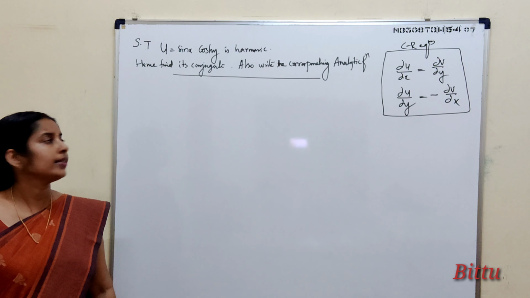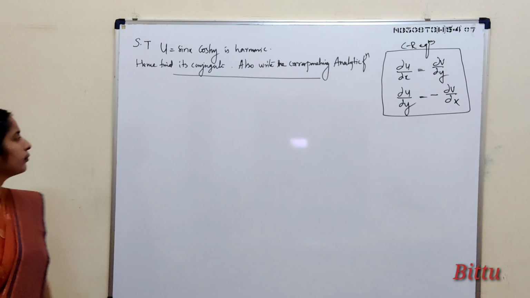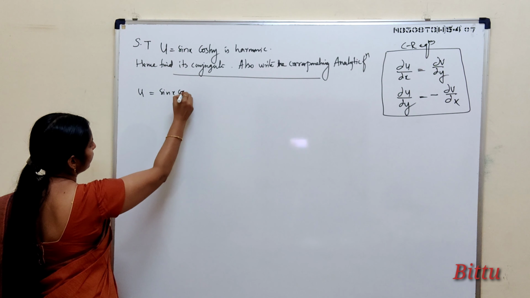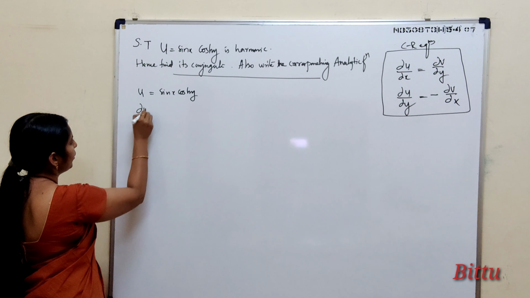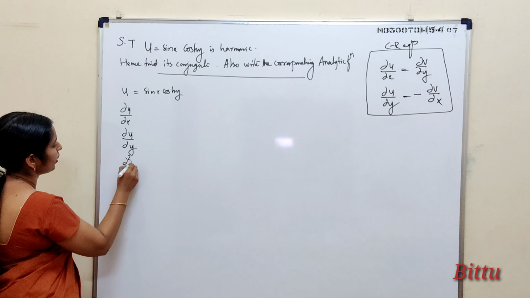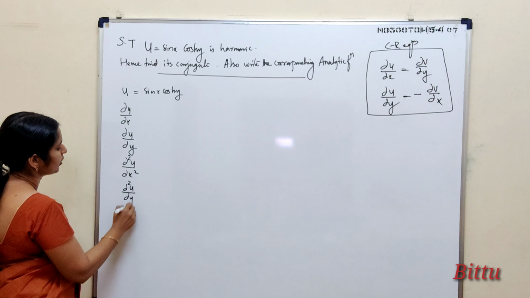Next, we have to show that u equal to sin x cos hy is harmonic. Hence, find its conjugate. Also write the corresponding analytic function. Here u is given, u as sin x cos hy. So we have to find dou u by dou x, dou u by dou y, dou square u by dou x square, dou square u by dou y square.